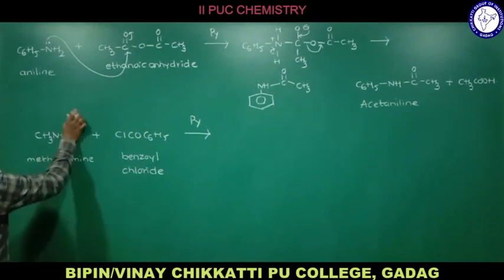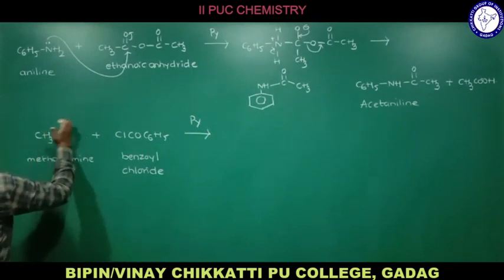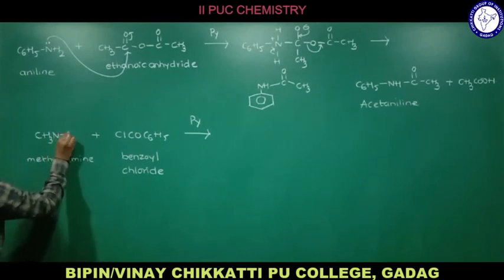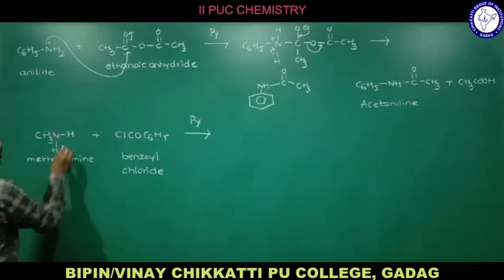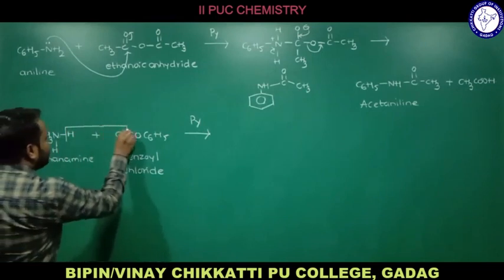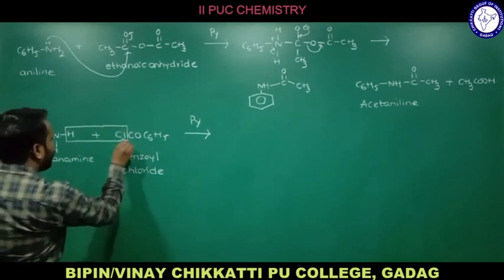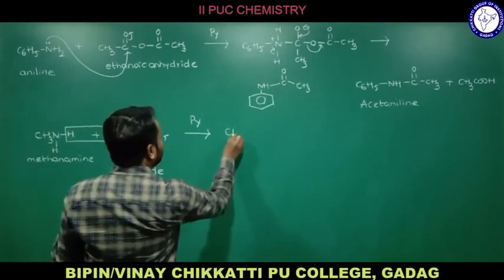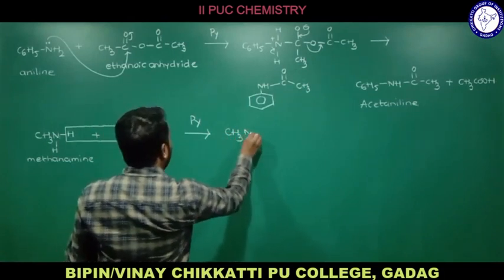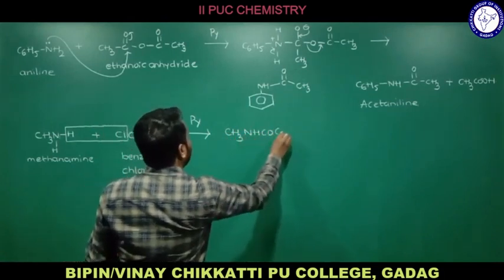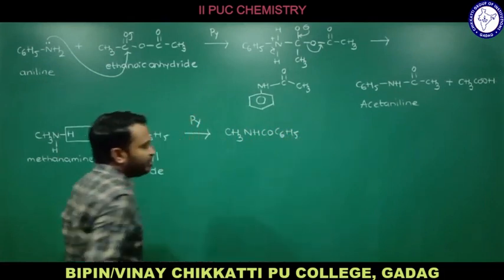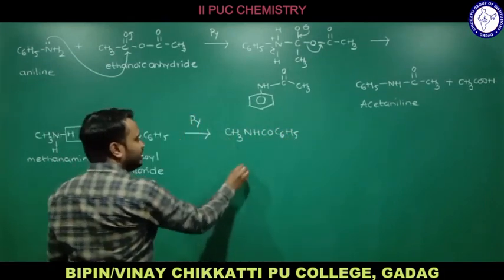So now I can write it better in this fashion for your reference. And here I can write one hydrogen over here and one hydrogen over here. So this is how the HCl is going to be removed. And what are we going to get as the product? Just observe here, CH3 and NHCOC6H5. So what would be the name of this one? CH3. Therefore this is N-methyl, and this is an amide.